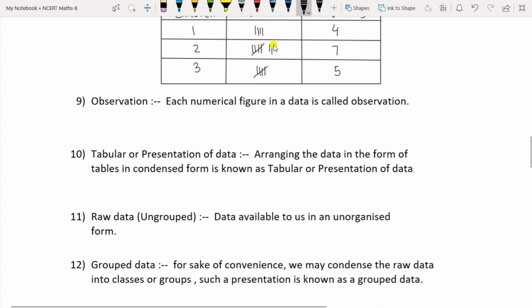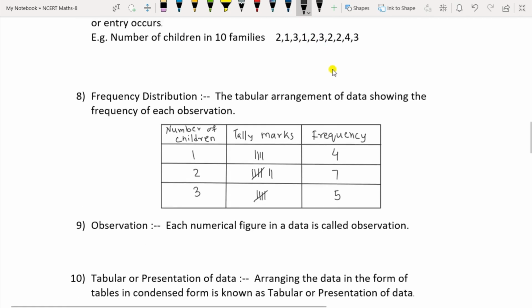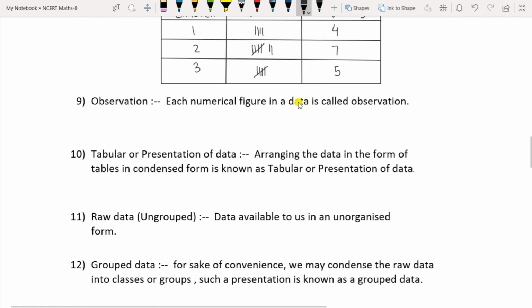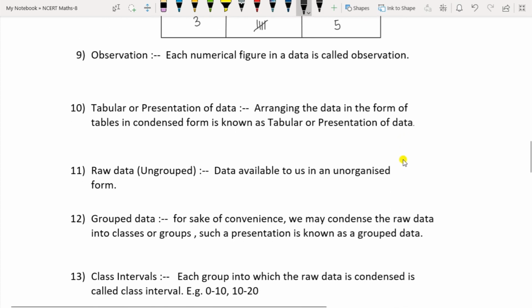Observation, so here each of these is called an observation. So each numerical figure is called an observation in the data. Tabular presentation of data: arrangement of data in the form of a table in condensed form is called tabular presentation of data. So the names can be different, as frequency distribution or tabular presentation of data, but they are one and the same.